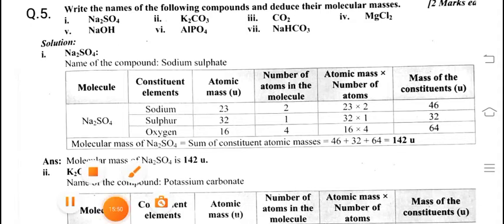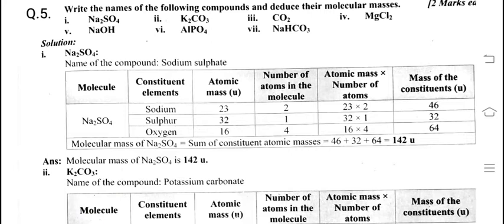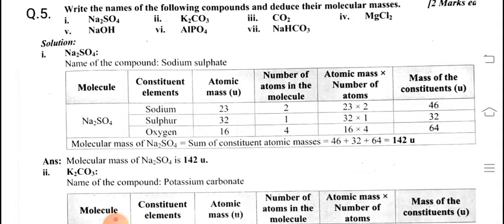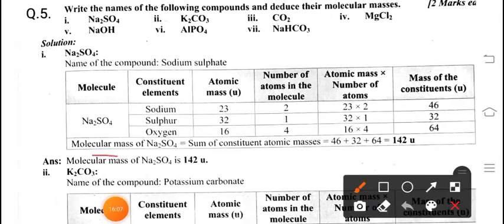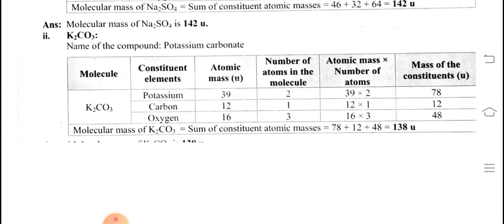Now we have to multiply atomic mass by the number of atoms. So here is the multiplication you can observe. After multiplication I am getting this answer: 23 times 2, 32 times 1, and 16 times 4. Now these are the masses of the constituents in units. For the final answer, the molecular mass of Na2SO4 is the sum of the constituent atomic masses, addition of all these three. So I am getting 142 units. This is the same for all the questions given here.